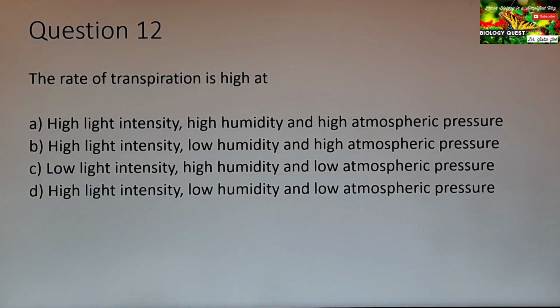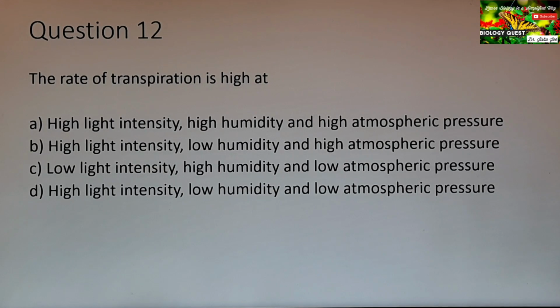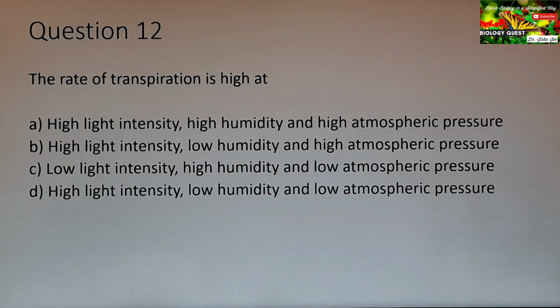Now the second factor, humidity. When is the rate of transpiration high? When the atmosphere is less humid, isn't it? When the moisture content in the atmosphere is high, the rate of outward diffusion of water vapor decreases, thereby reducing the rate of transpiration. So the rate of transpiration is high when the atmosphere is less humid. So look at the answers which have low humidity, options B and D. You can rule out option A, because that is high humidity. So we have ruled out two options. Option C is wrong, option A is also ruled out. Okay, now we shall compare options B and D.